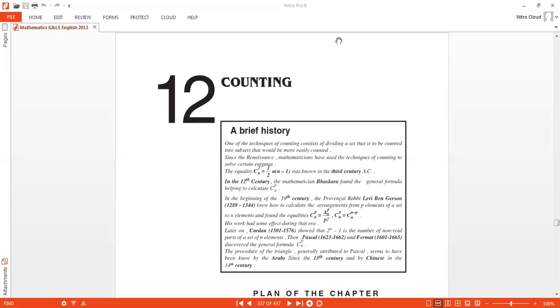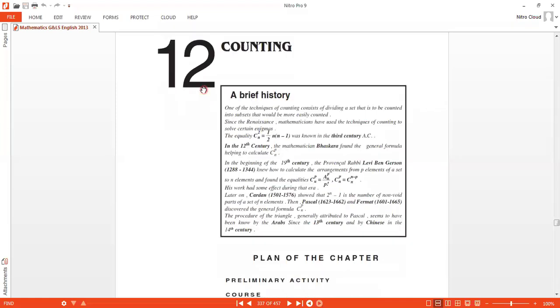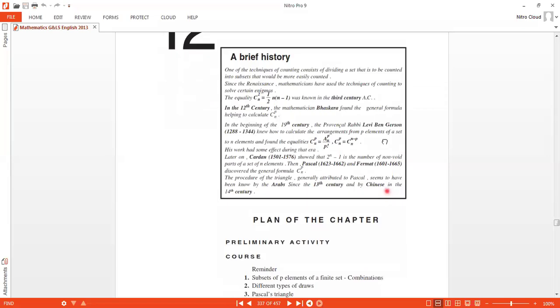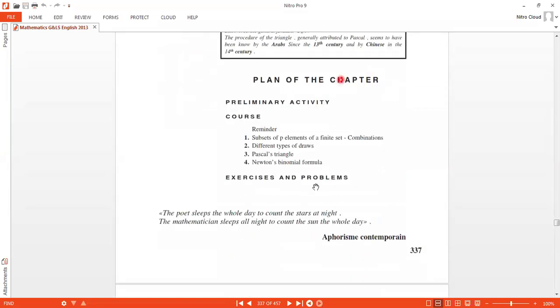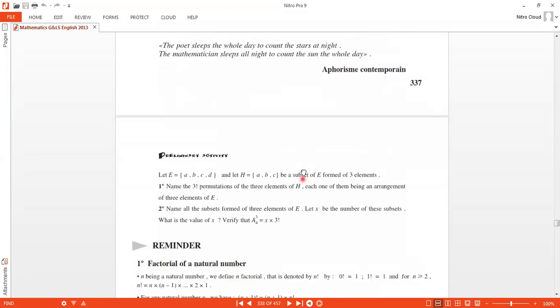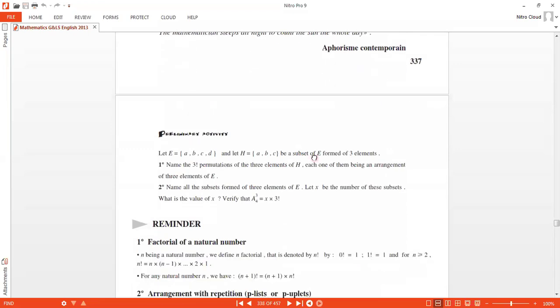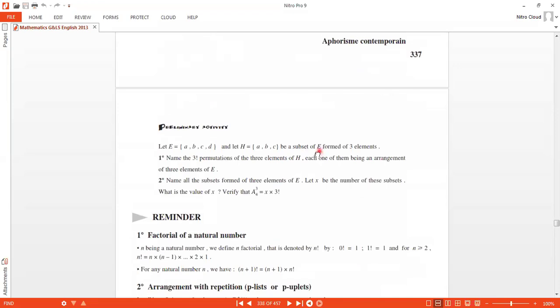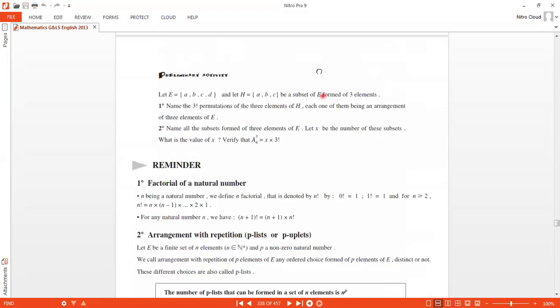Oh, grade 12. So, this week, we have started with our new lesson, which is chapter 12, counting. It's actually a lesson that we took last year, but let us make a revision because it's very important to revise everything before we start with our important chapter, which is probability.